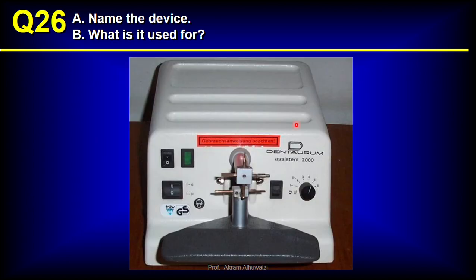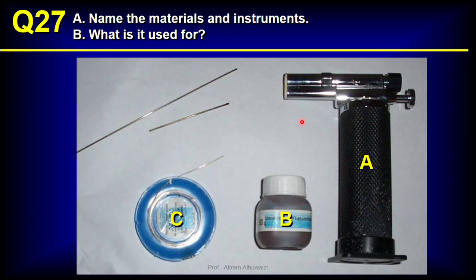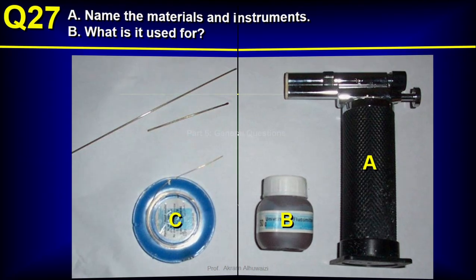What's this machine? This device is called a welder, and it's used for welding of stainless steel wires. Name the material and instruments. This one here is a torch, and it's used to give flame and heat for soldering. This one is flux, and it is used to remove the oxide layer of the wires during the soldering process. And this is the solder material.